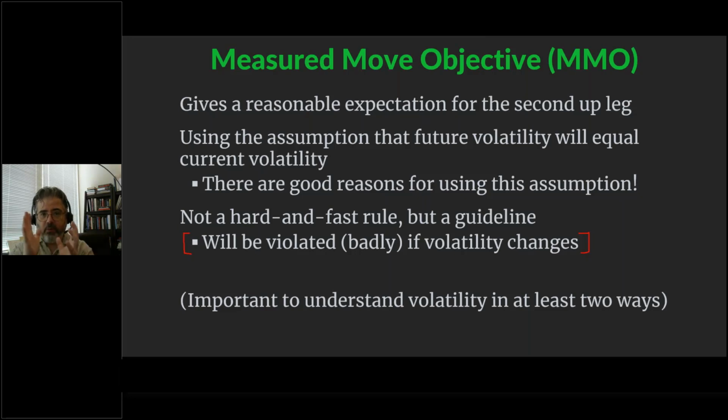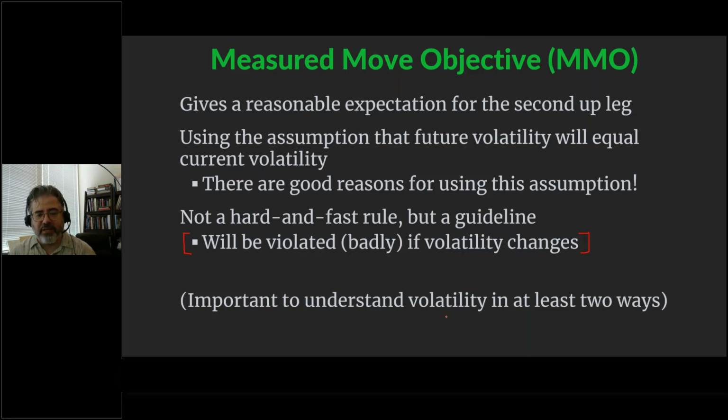Conversely, if one of those events is going to happen in the future, a very classic example is when we know the FOMC report is going to come out, and we know markets are likely going to make a big volatile move in response to that information. So if volatility is going to change, that's when you know that your measured move objective is likely to be badly off. But if you're just looking at normal markets, that assumption that the future will look like current data is actually a reasonable assumption.